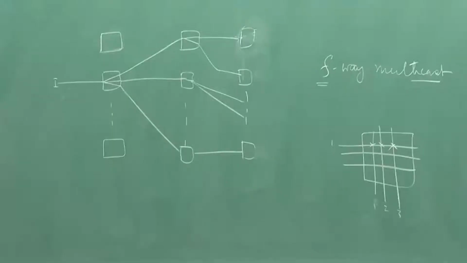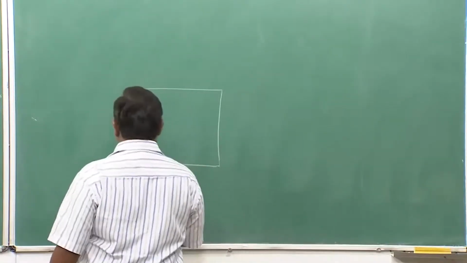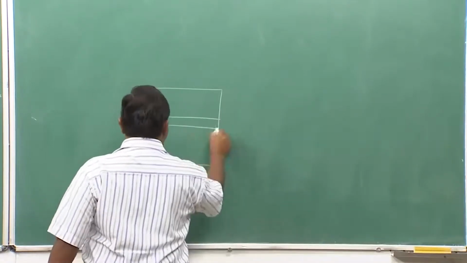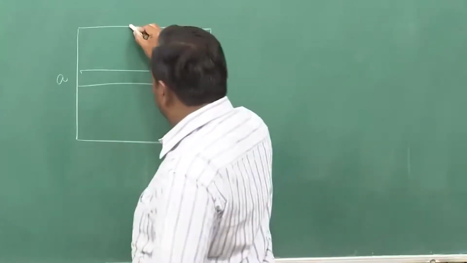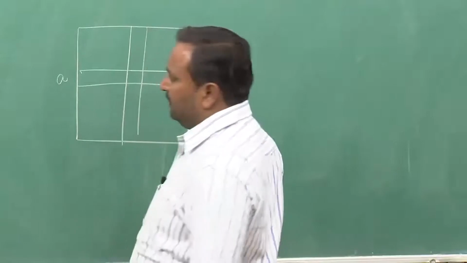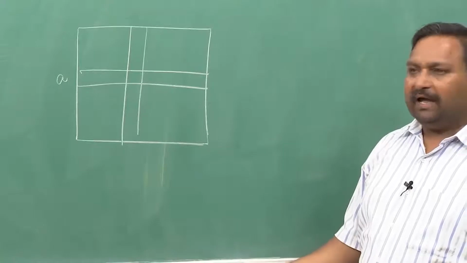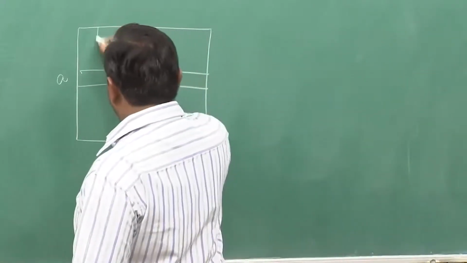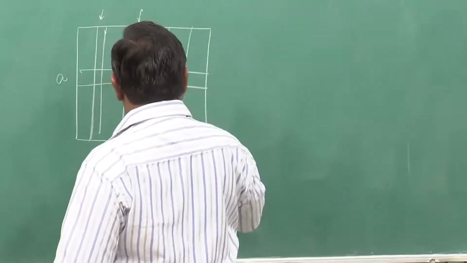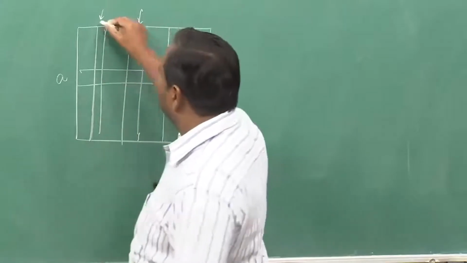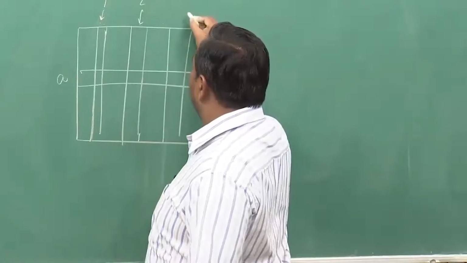In this case, if I draw the Paull matrix, this is the switch from where the input is to be multicasted. Now, this can be multicasted to F different elements. So, these are various outputs. In the worst case, F-wave multicast actually means there are F separate third stage switches or output stage switches. So, 1, 2 and F.